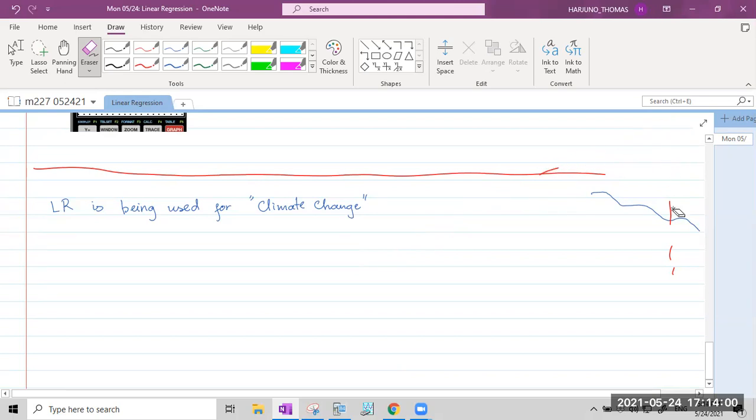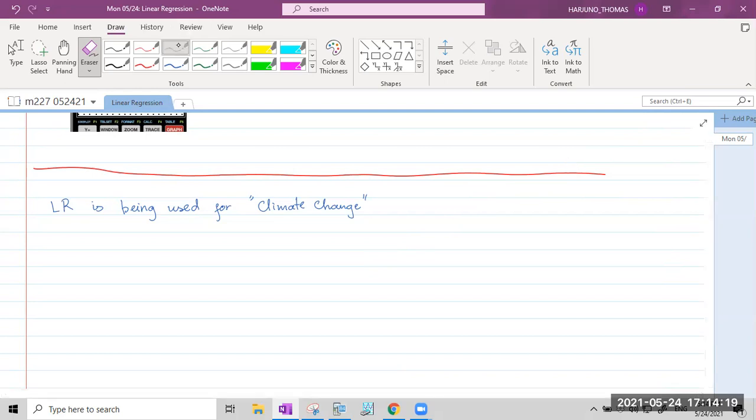that climate is periodical. Now, I'm not saying that there is no global warming. I'm not saying that climate does not change. No, that's not what I'm saying. Climate does change, but we cannot use linear regression to predict something periodical.